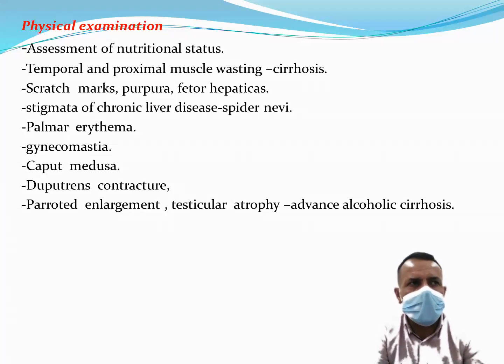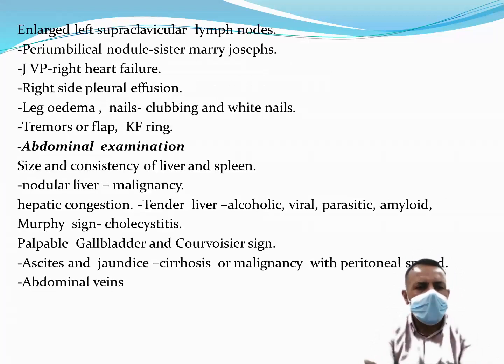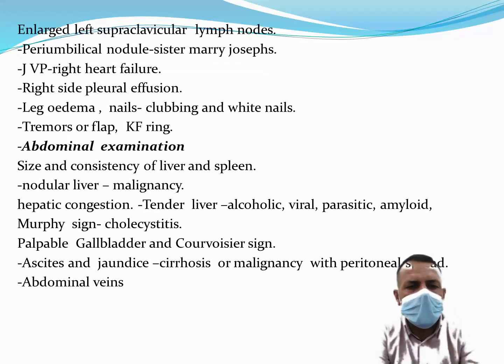After general examination, abdominal examination. In abdominal examination, we look for the size of the liver, consistency of the liver and spleen, if there is hepatomegaly, splenomegaly, if nodular liver, that means malignancy. Hepatic congestion, if the liver is congested and tender, that means alcoholic or viral or parasitic disease or amyloid deposit.